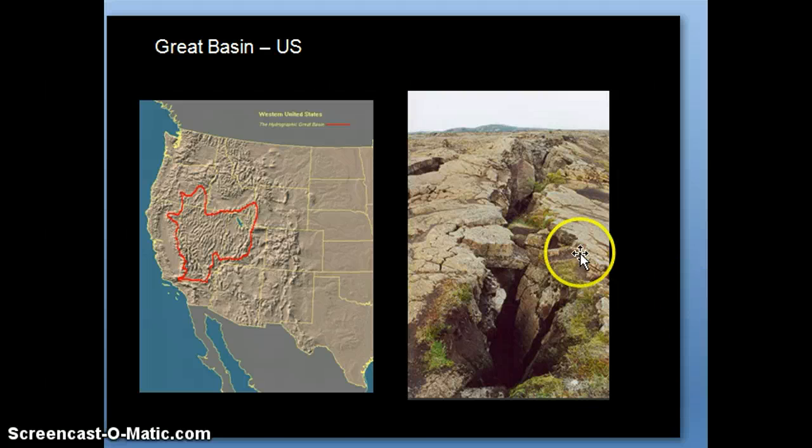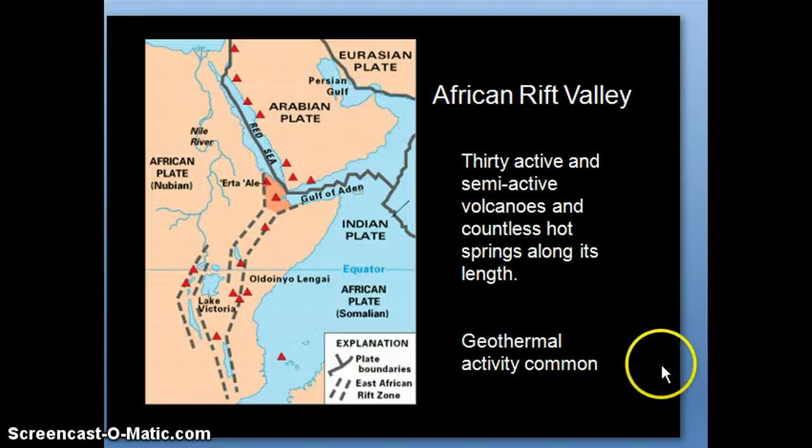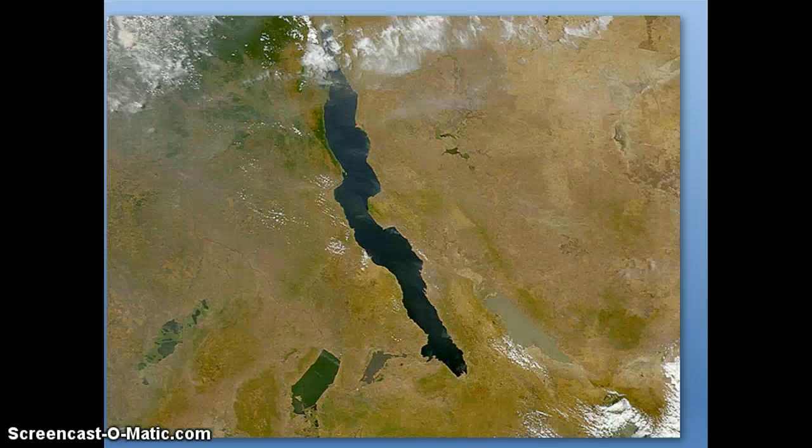So the Great Basin of the United States is shown in red circled here as a huge landform, and so this is a divergent area, so the North American plate is moving in one direction, and then there's some tension pulling against that, creating cracks in the ground, and then larger landforms. You can see the Rift Valley is also a divergent plate area that's creating faulting.